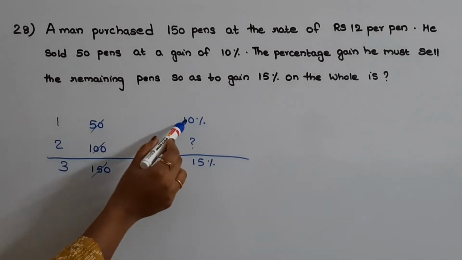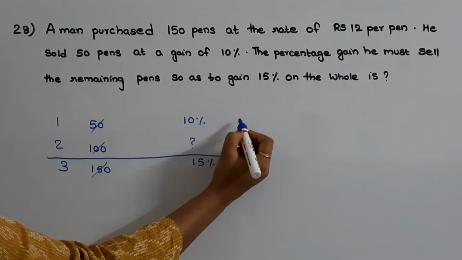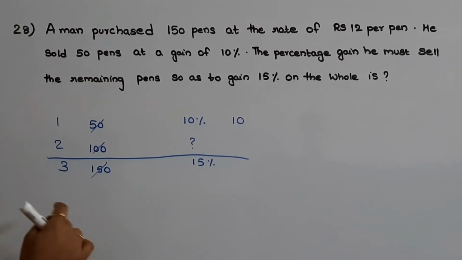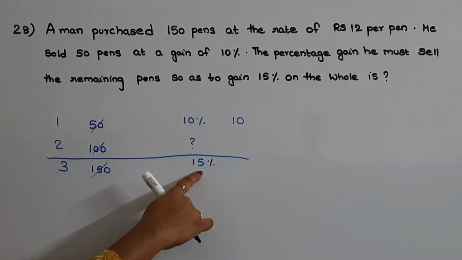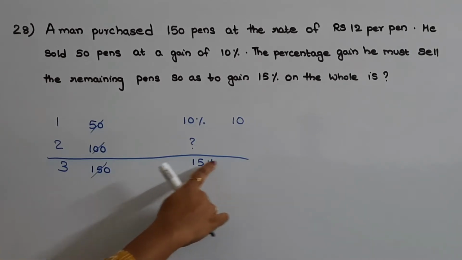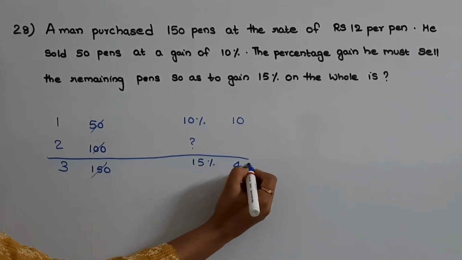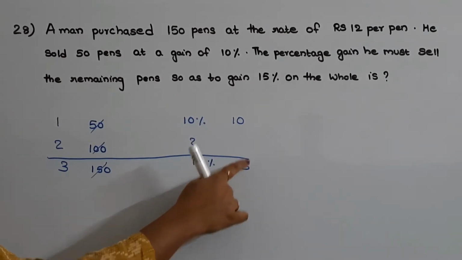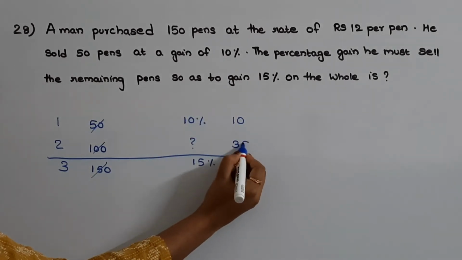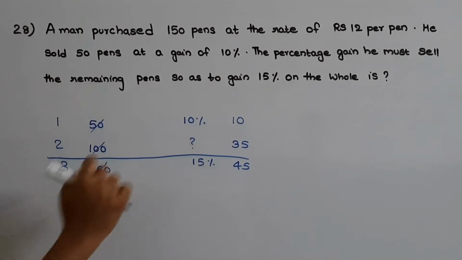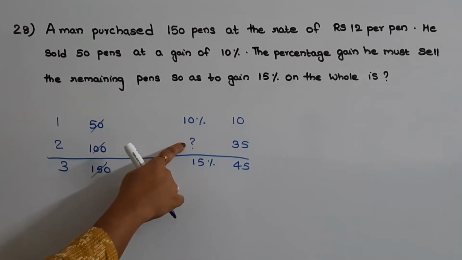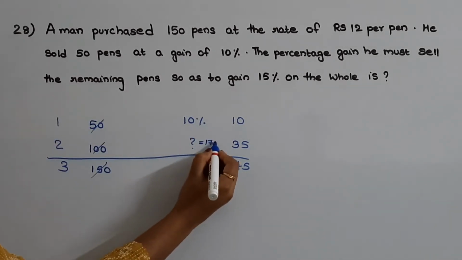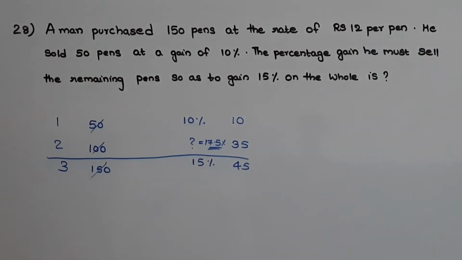So the profit percentage in the first case is 10%. Then what will be the profit? That will be equal to 10 into 1, that is 10. And the profit percentage of the total pens is given as 15%. So what will be the profit? That is 15 into 3, that is 45. So what will be the profit here? That will be equal to 45 minus 10, that will be equal to 35. But we need to find out the profit percentage, and that will be equal to 35 divided by 2, that is 17.5%. So this is the answer.